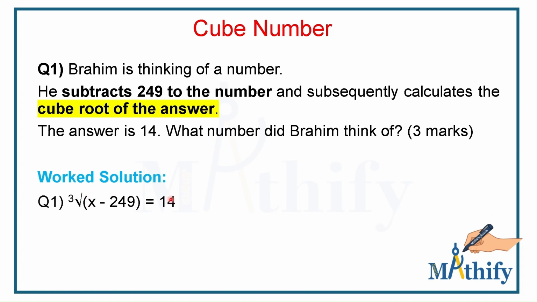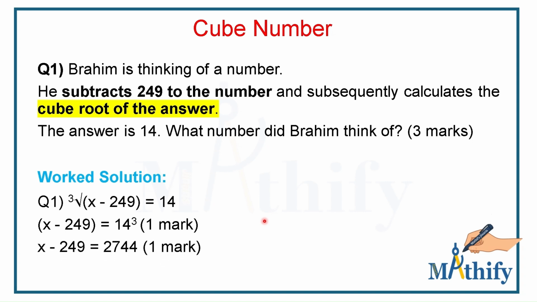So let's write this. The cube root of x minus 249 is equal to 14. Next, we need to get rid of the cube root, and the only way we can do this is by cubing 14. So x minus 249 is equal to 14 cubed. That's your first mark. When you do 14 cubed, x minus 249 is equal to 2744. That's your 2 marks secure.